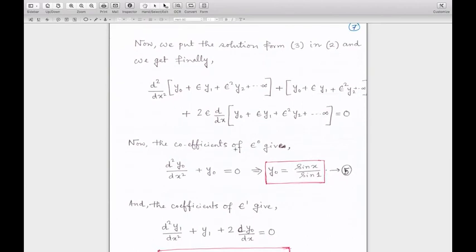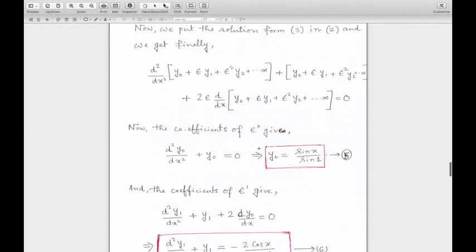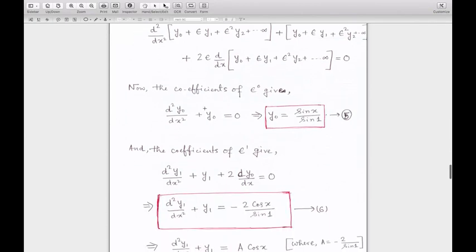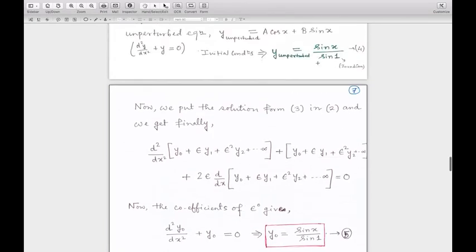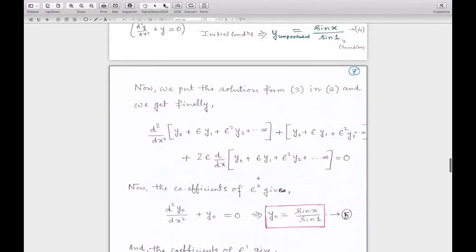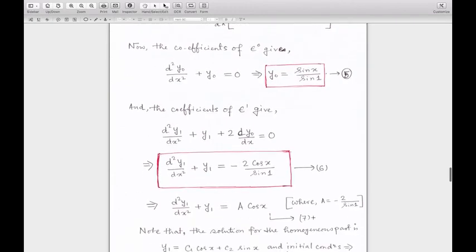You equate the coefficients of every single power of epsilon to 0, and then for 0th order you will have, as expected, the unperturbed equation, that is d2y0/dx2 plus y0 is equal to 0. So it will simply be the same solution as we obtained for the unperturbed case. So y0 will always be equal to sin x by sin 1. Okay, so we agree on that.